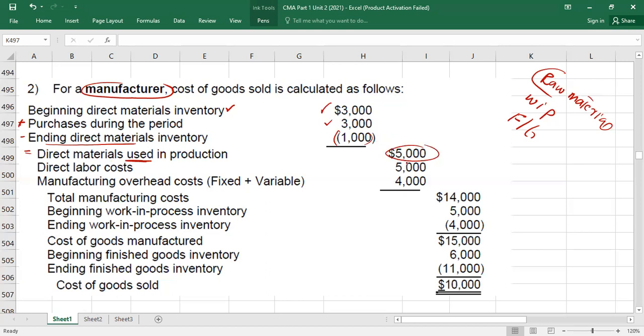Understood? For example, I'm assuming this value is given, this value is given, this value is given. And you are required to calculate this value. And what is this value? Ending material inventory. Can you calculate? Yes, because you have to go reverse now. Now you will go reverse.